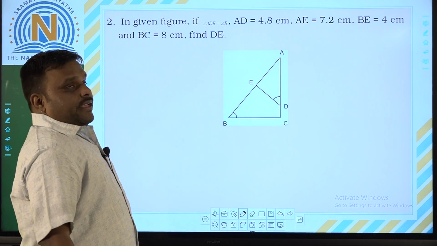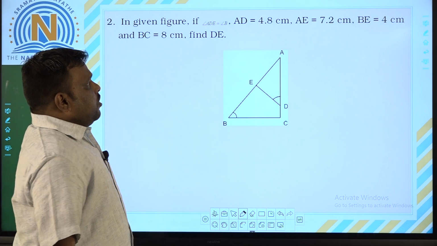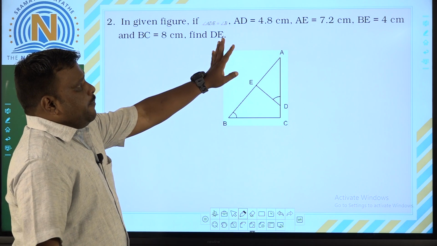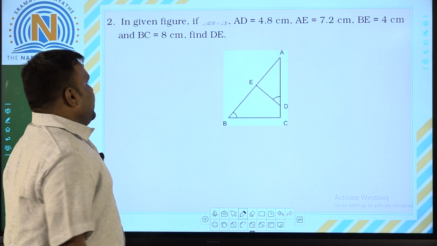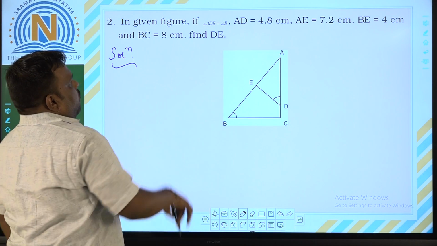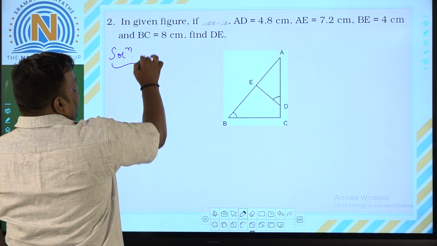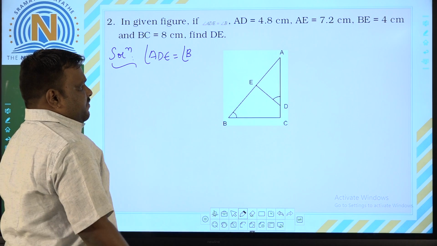In the given figure, if angle ADE is equal to angle B, AD is equal to 4.8, AE is equal to 7.2, BE is equal to 4 and BC is equal to 8. Find DE. So let us go to the solution for this part also. What are the things given for us? Angle ADE is equal to angle B is the given thing for us.